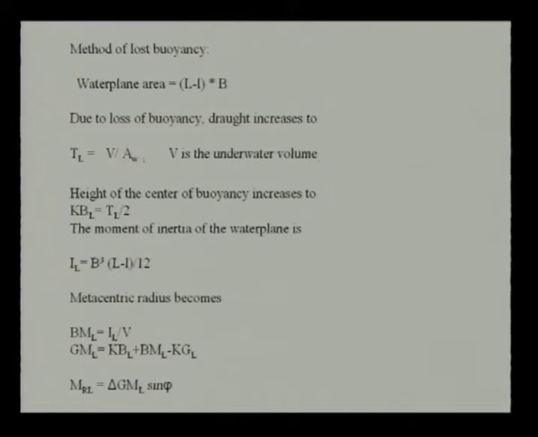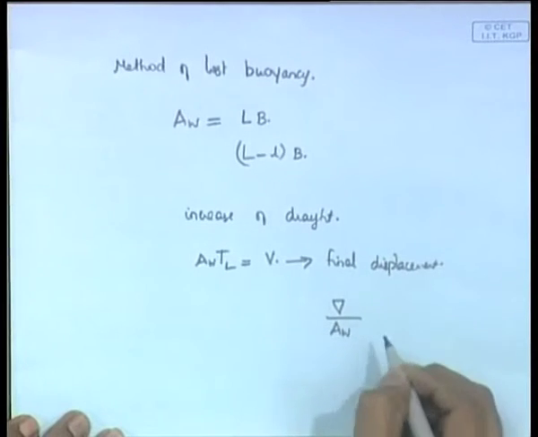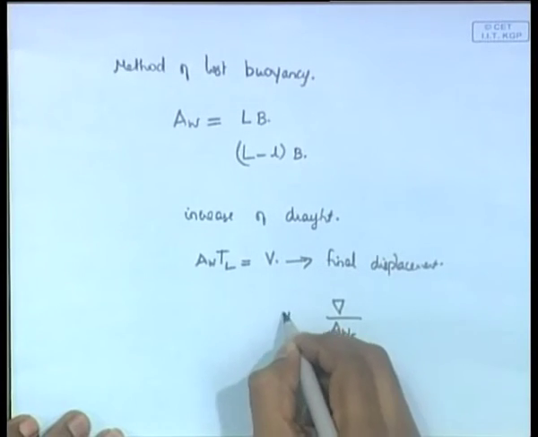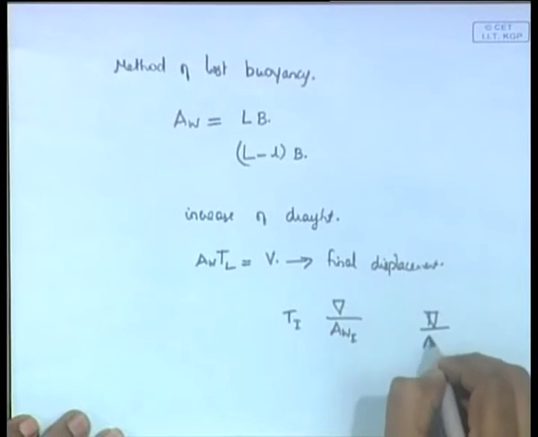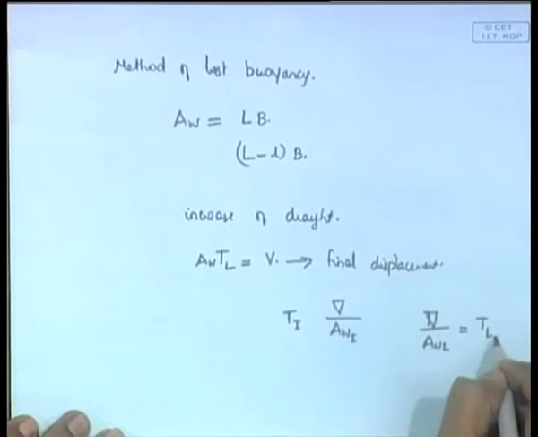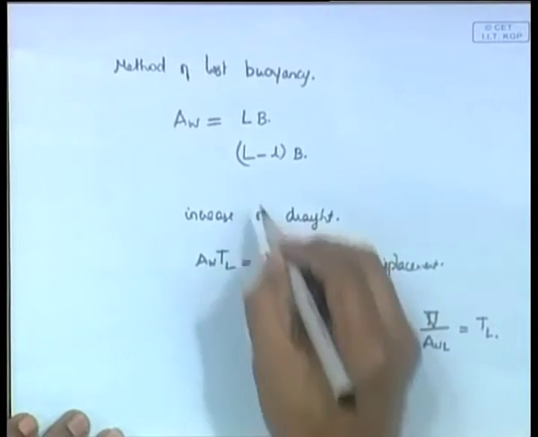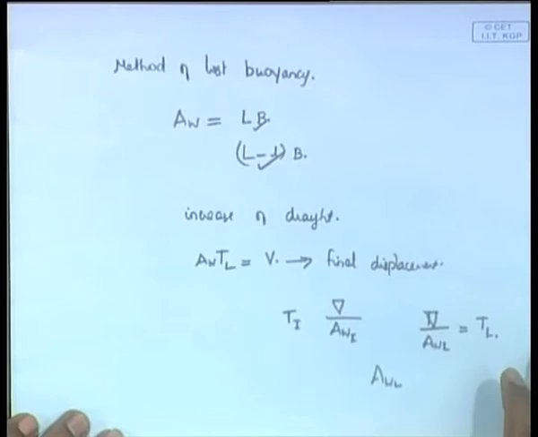Is it clear what I said? I will write this if you want. Del divided by AW initially will give you T initial. Del divided by AW final, in this case AWL, will give you your TL. AWL is this, and this is AW initial, and this is AW final. Okay.